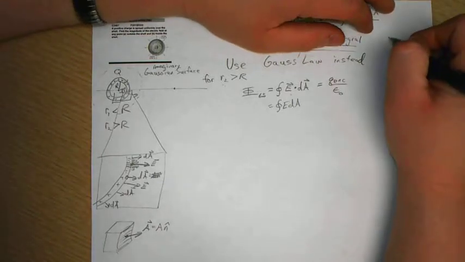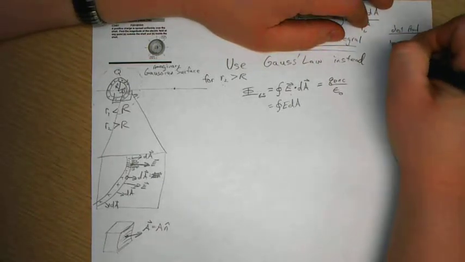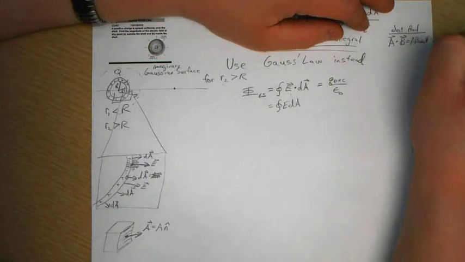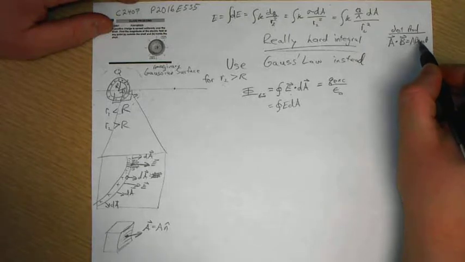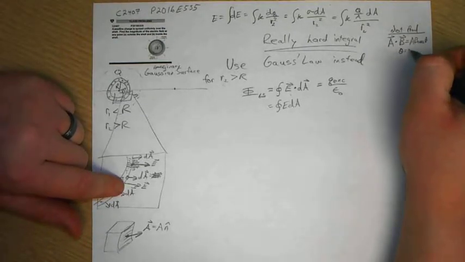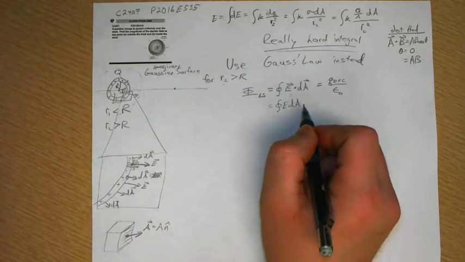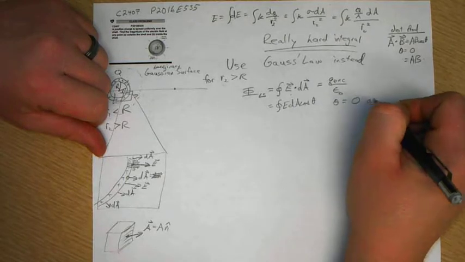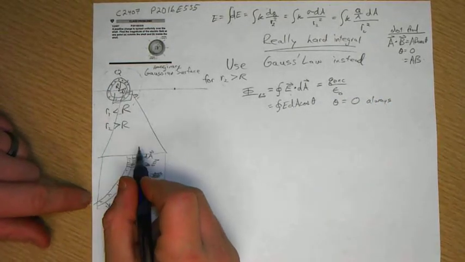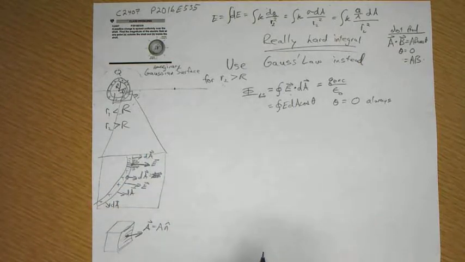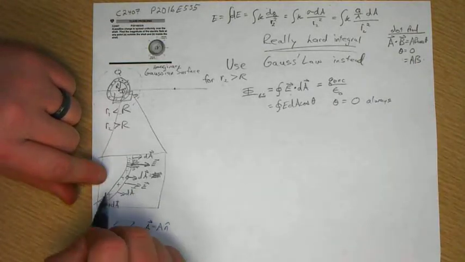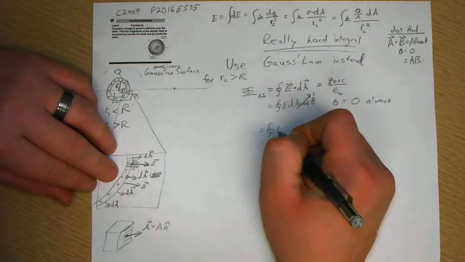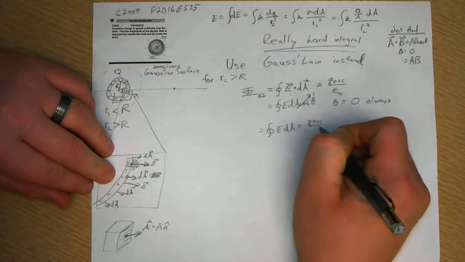If we remember properties of dot products, A dot B equals AB cosine of theta. It's the projection of A onto B times B. And in our case, theta is always equal to zero, so then it's just AB. Well, the same thing down here. Theta is always equal to zero. I could go ahead and put the cosine term in here, but theta is zero always, all the way around the surface. So that goes to one. So EdA equals charge enclosed over epsilon naught.